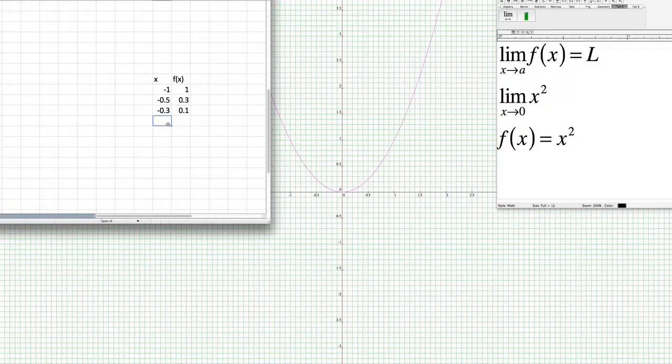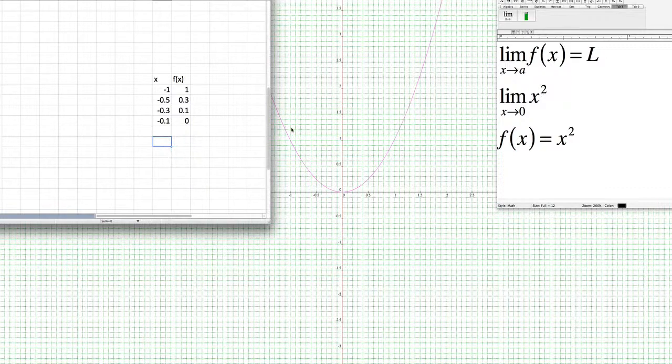Let's take a value even closer to 0, negative 0.1. This is going to give you a y value of 0.01. As you see, the Excel spreadsheet already rounds it off to 0. That means as you're getting closer and closer to 0 from the negative x side, your y values are also approaching the value 0. Now let's take it from the opposite side, just to convince ourselves that the limit as x approaches 0 of x squared is equal to 0.